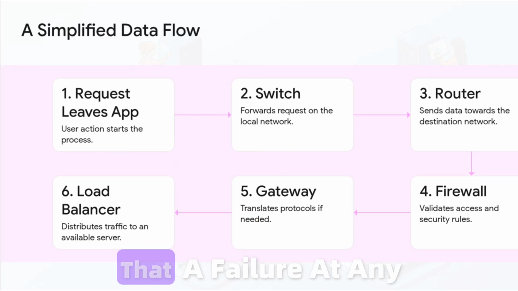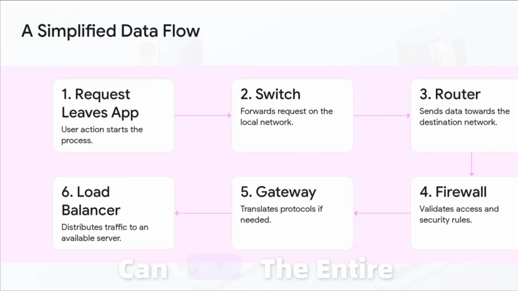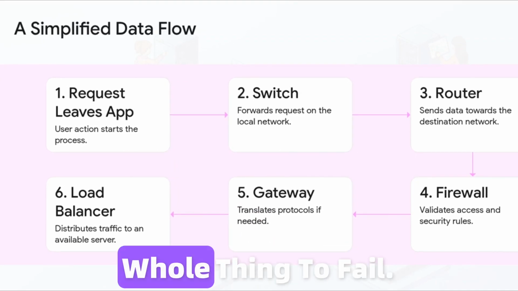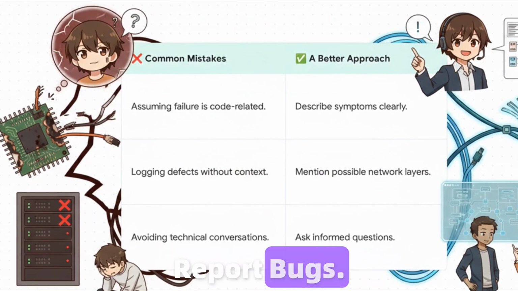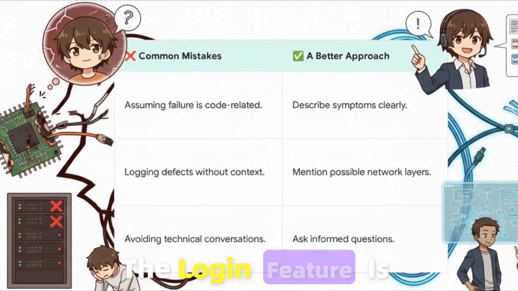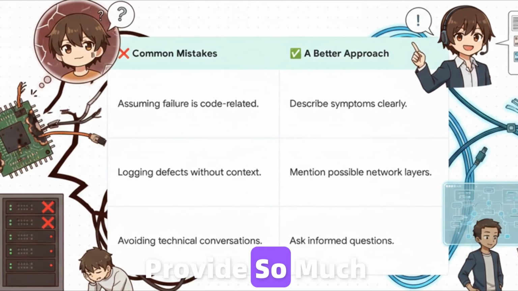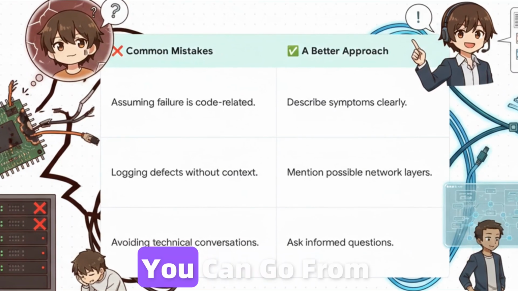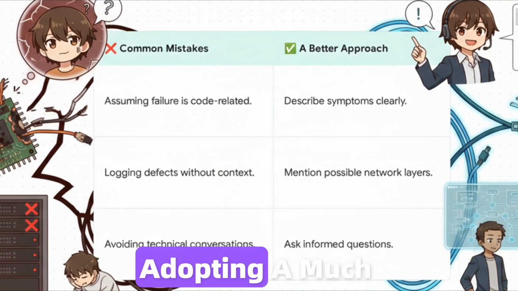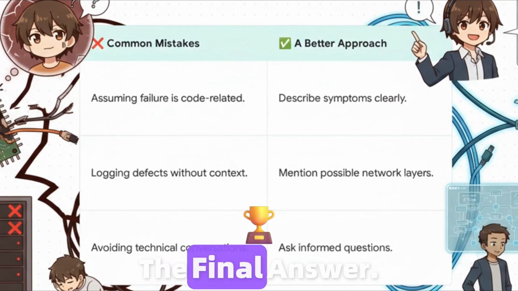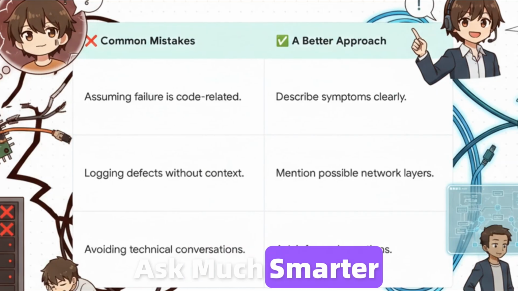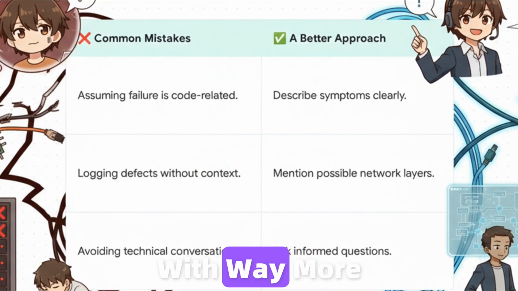The key thing here is that a failure at any one of those steps can break the entire chain and cause the whole thing to fail. And having this understanding completely transforms how you report bugs. Instead of just writing, "The login feature is broken," you can now provide so much more valuable context. You can go from making common mistakes to adopting a much more powerful, professional approach. And remember, you don't have to have the final answer. But now you can ask much smarter questions and describe the symptoms with way more precision.